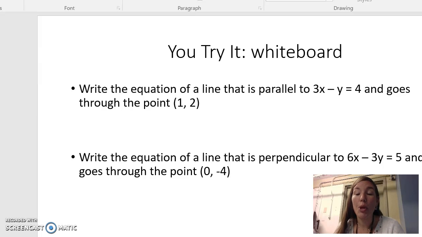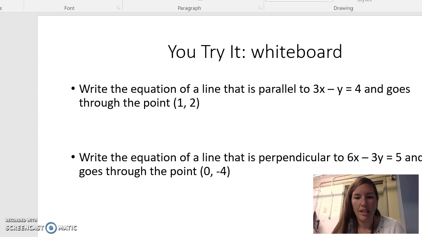Second, perpendicular. Again, take it and change it into slope-intercept form. So slope-intercept form for this second question should be y equals 2x minus 5/3. Take the slope of 2. Because you're working with perpendicular, it should be opposite reciprocal. Opposite reciprocal of 2 is negative 1/2. Plug it into point slope and change it. Your answer: y equals negative 1/2 x minus 4.